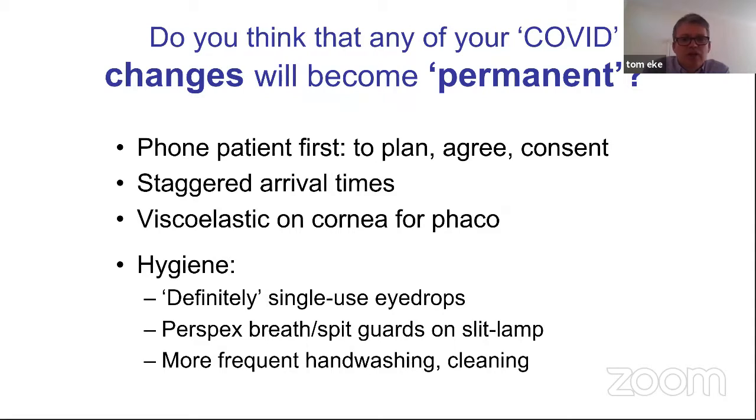Hygiene-wise, we're all going to be more hygienic. Those breath guards on the slit lamp, they're going to stay, I think. We're going to be washing our hands more, and we're definitely going to be using single-use things like eye drops. So those are the main ones, I think.